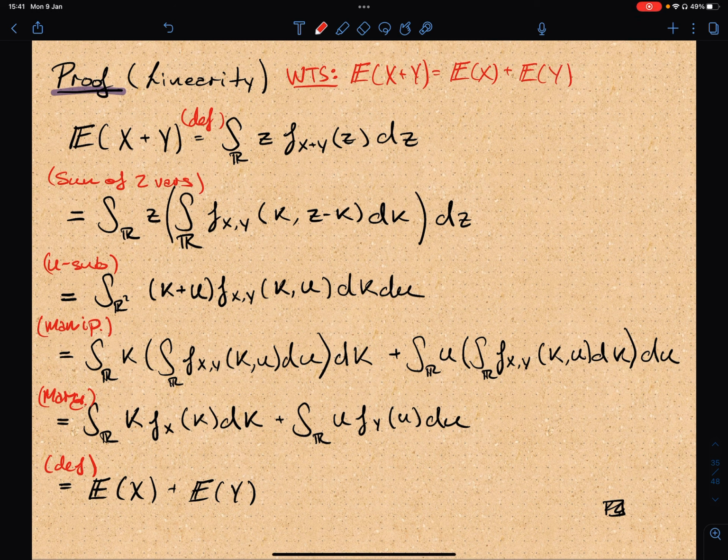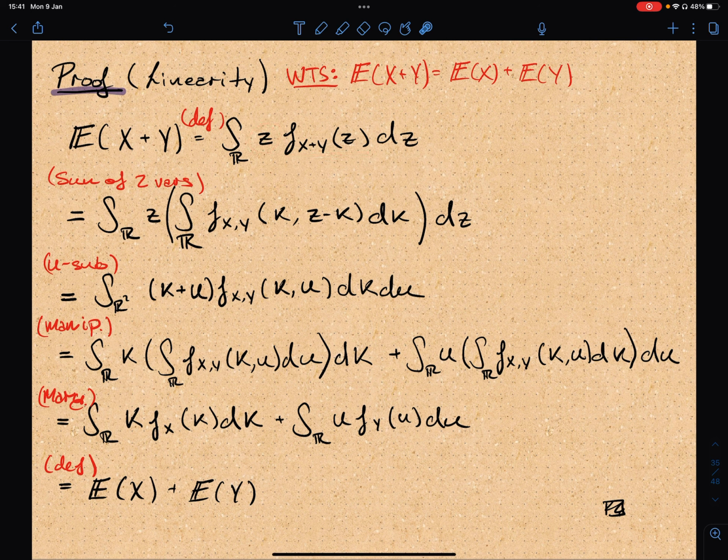So I'm just going to start from the definition of this expected value. The expected value of X plus Y is going to be this weighted average. I look at the density function for X plus Y, thinking of it as one random variable, and for each outcome I weigh it by its probability density.